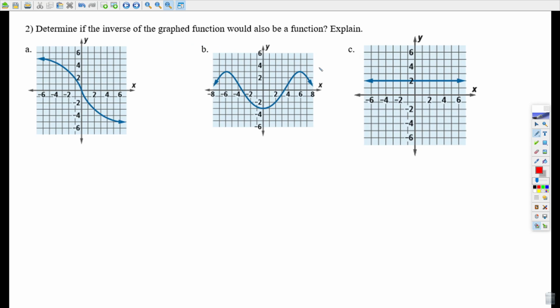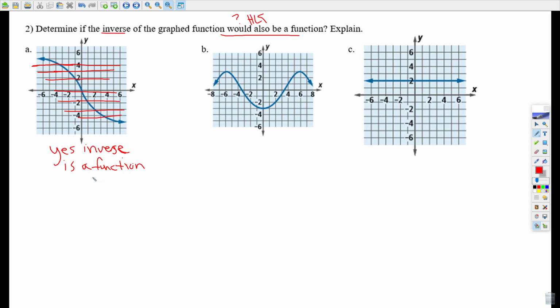Number 2, determine if the inverse of the graphed function would also be a function. Okay, how do you do that? HLT. Determine if the inverse is also a function. So this is a function, right? It passes the VLT. The question is, does it pass the HLT? If you go across, you can do it as many times as you want. This is only ever going to hit one time. So we'd say, yes, the inverse is a function.